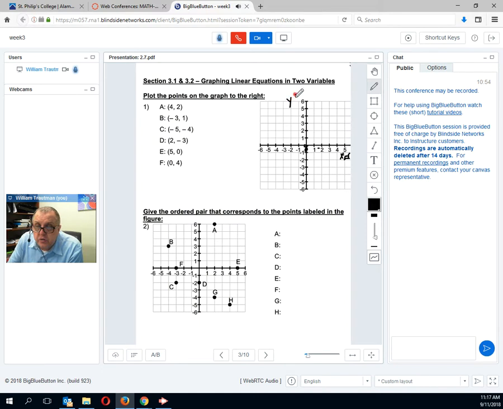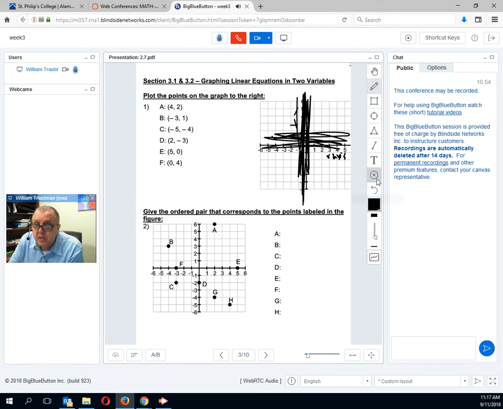The vertical line is the y-axis. So this is the y-axis here. I shouldn't have written on it. So the horizontal line is the x-axis. This is the y-axis, and this is the x-axis.